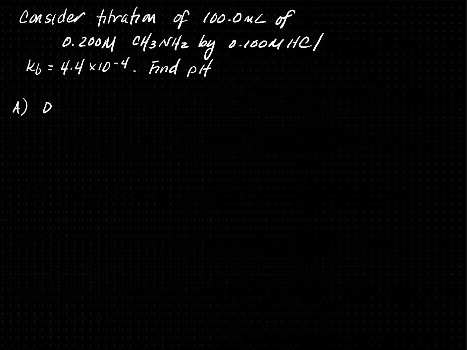So in this problem, we're going to consider the titration of 100 milliliters of 0.200 molar CH3NH2, known as methylamine, by adding 0.100 molar of HCl. The Kb, or the equilibrium constant for the methylamine, is 4.4 times 10 to the negative fourth. We're going to find the pH for this titration. Initially, there is no strong acid added, so we do not need a BCA table. We're going to go directly into the ICE table.